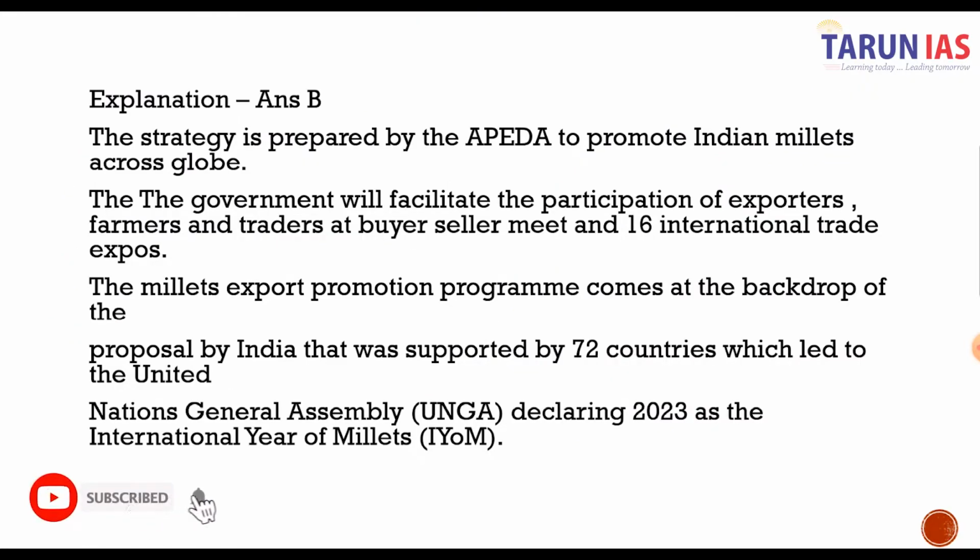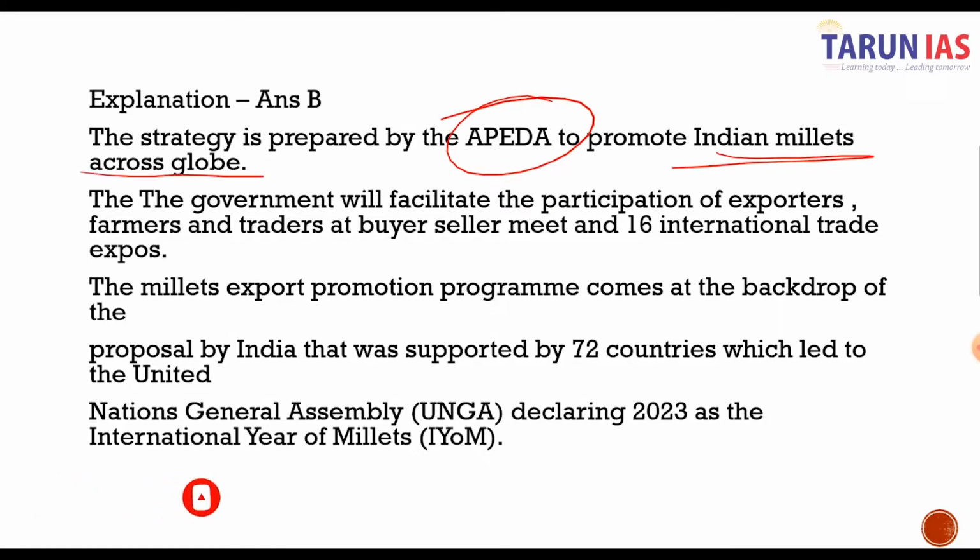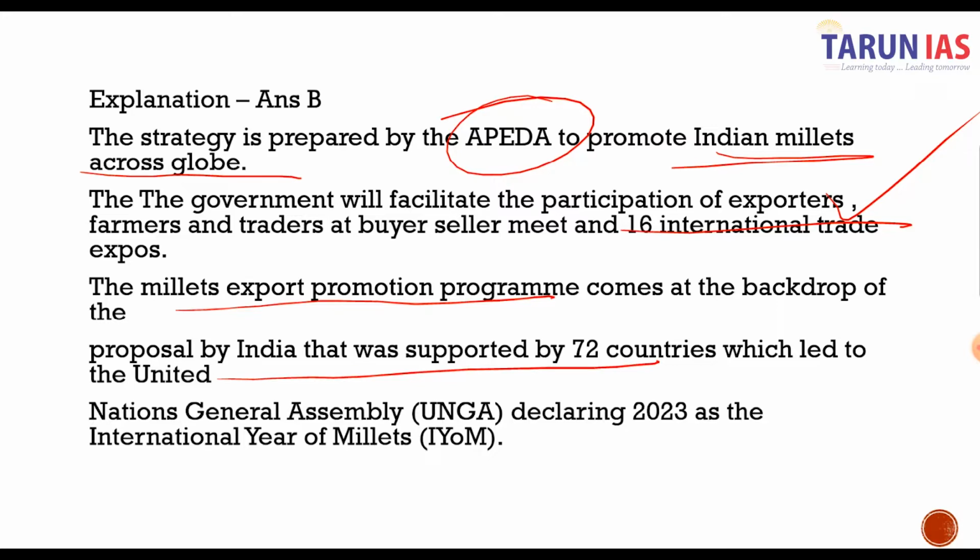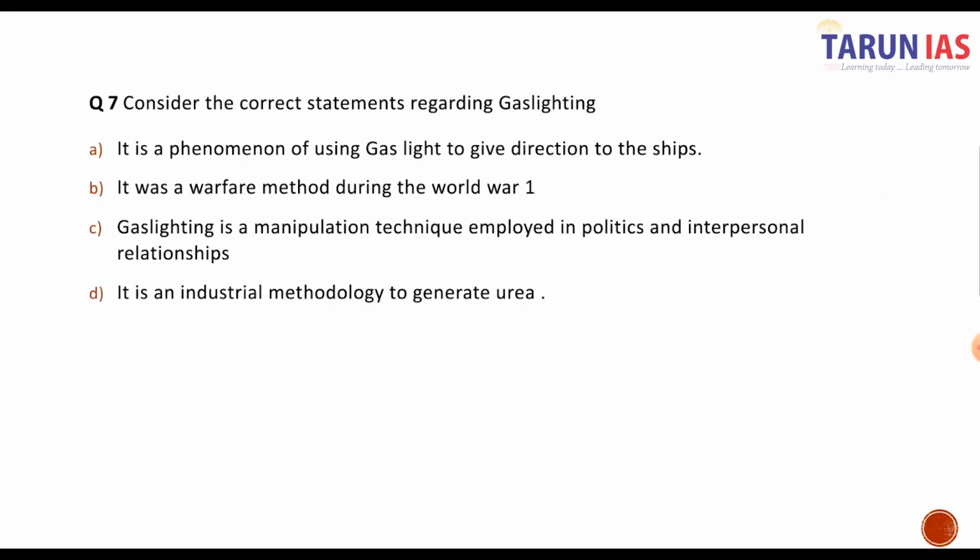So the explanation is answer B. The strategy is prepared by APEDA to promote Indian millets across the globe. The government will facilitate the participation of exporters, farmers and traders at buyer-seller meets and 16 international trade expos. So this was the second statement. The Millet Export Promotion Program comes against the backdrop of the proposal by India that was supported by 72 countries, which led to the United Nations General Assembly declaring the year 2023 as the International Year of Millets.